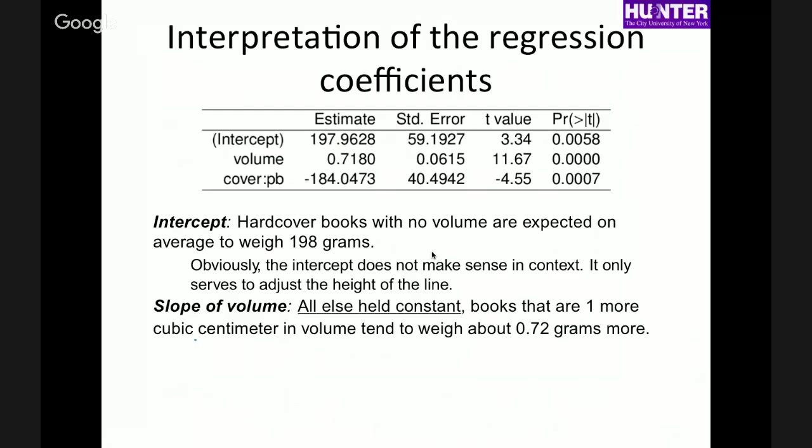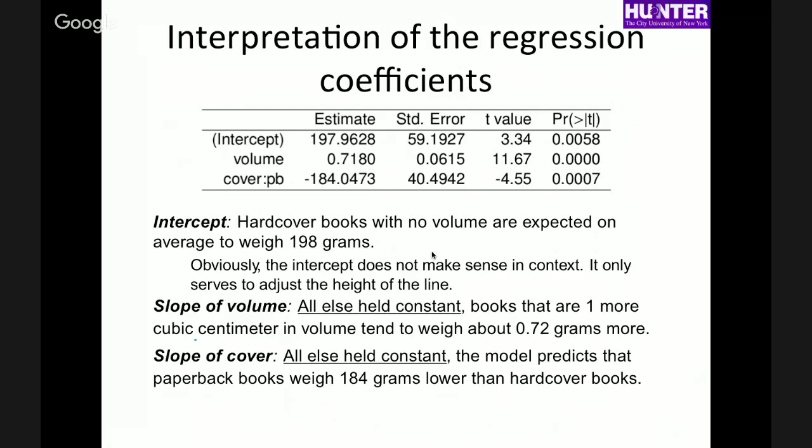The slope of the volume, that is all else held constant, as in a partial derivative: books that are 1 cubic centimeter greater volume tend to weigh 0.72 grams more. And the slope of the cover means that all else held constant, so you're holding the volume constant, paperback books tend to weigh 184 grams less than hardcover books.